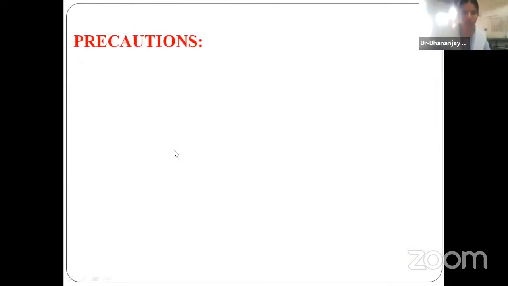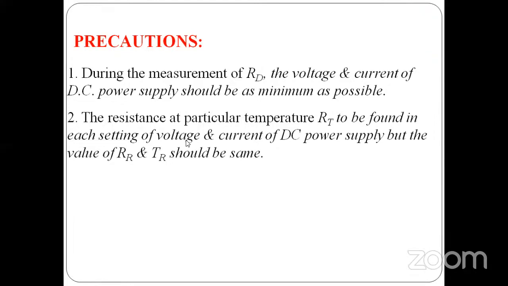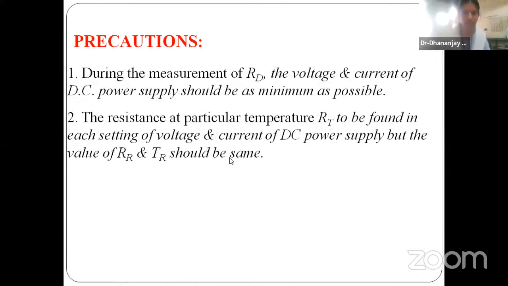These are the precautions. During the measurement of RD, the voltage and current of the DC power supply should be as minimum as possible. Second, the resistance at a particular temperature RD is to be found in each setting of voltage and current of the DC power supply. The value of RR and RT should be the same.